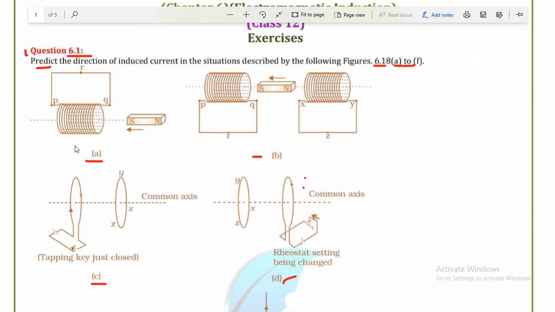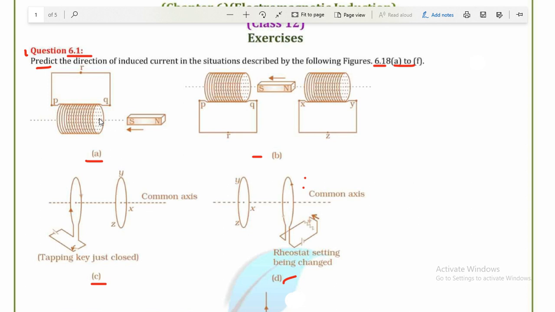So students, I hope you know which law is applicable to find out the direction of induced current in a closed circuit. Okay, so in the first figure you can see the south pole of this magnet is moving towards the coil. So in this case, if you use Lenz's law, you will get the direction of induced current in this loop. So what is Lenz's law? Lenz's law says that the direction of induced current is such that it opposes the cause by which it is produced.